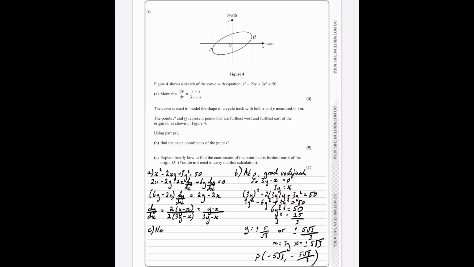For part C, it asks us to explain how we would find the coordinates of the point furthest north from the origin rather than do it. Well, to do that, we'd need to solve simultaneously the equations y equals x and x squared minus 2xy plus 3y squared equals 50, and then find the solution that is in the top right quadrant of the graph, the positive solutions, if you prefer. You do that and you'll be able to find the point that they are asking for.